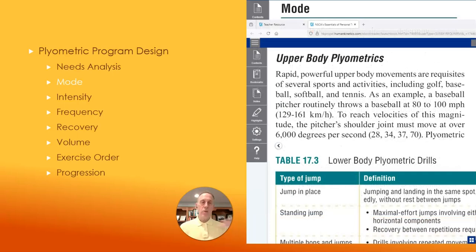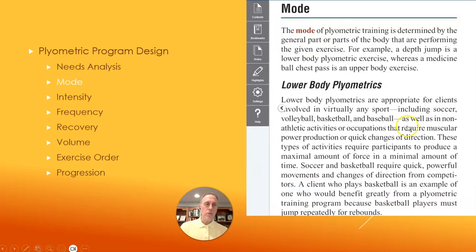And they go into upper body and lower body plyometrics here, and they note that lower body plyometrics are appropriate for clients involved in virtually any sport, et cetera. I agree with this. You have this specificity for lower body work, no doubt about it, but you have this global effect where as you're doing a plyometric exercise, your body just gets better at being able to be more explosive. Now, when you get into high-end training, the specificity part really takes over, and you have to be specific to what the person's trying to accomplish.